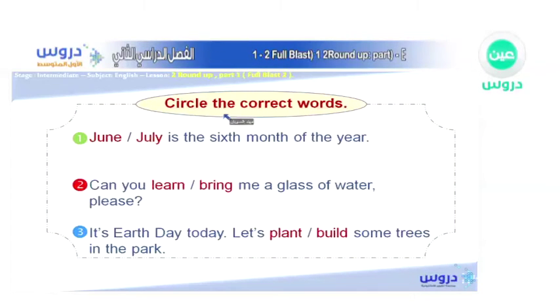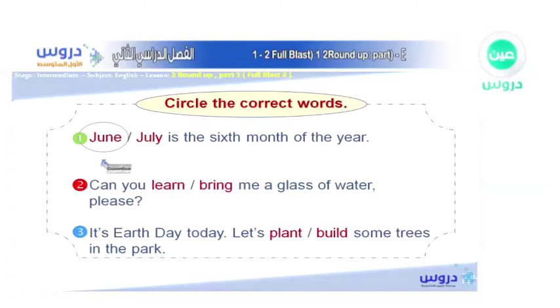Okay, so in this one, let's circle the correct words. Here we have, as you can see, June, July. What is the 6th month of the year? What do you think? Which one of these is the 6th month of the year? So let's count them now. January, February, March, April, May, which is number 5. Let's start now. May, June, July. So July is actually number 7. So in that case, June is the correct answer. That's right. So we put a circle around June because it's the correct answer.